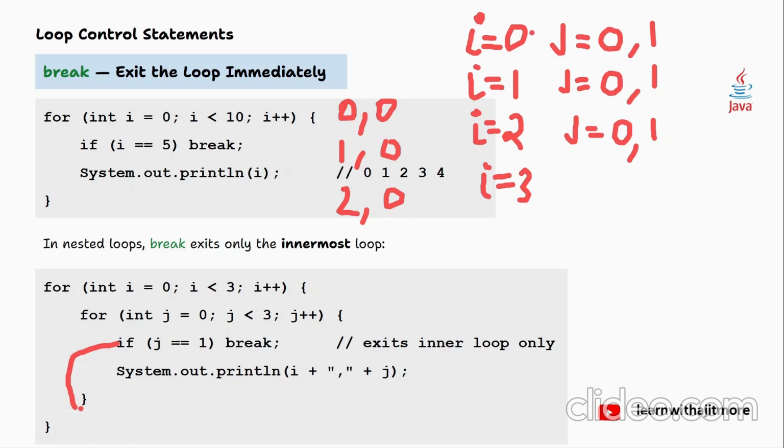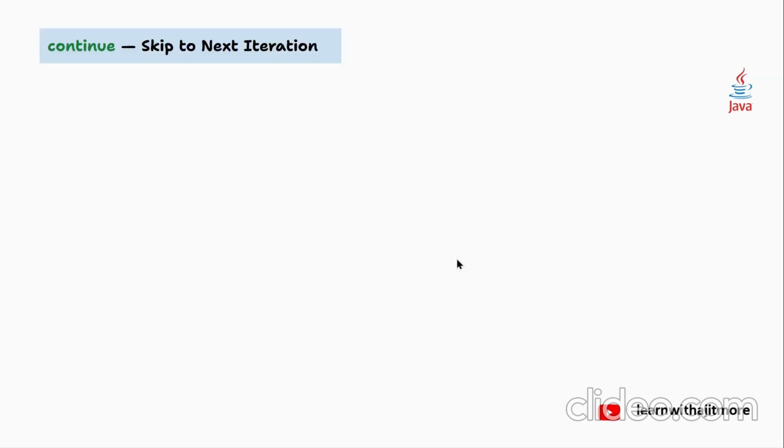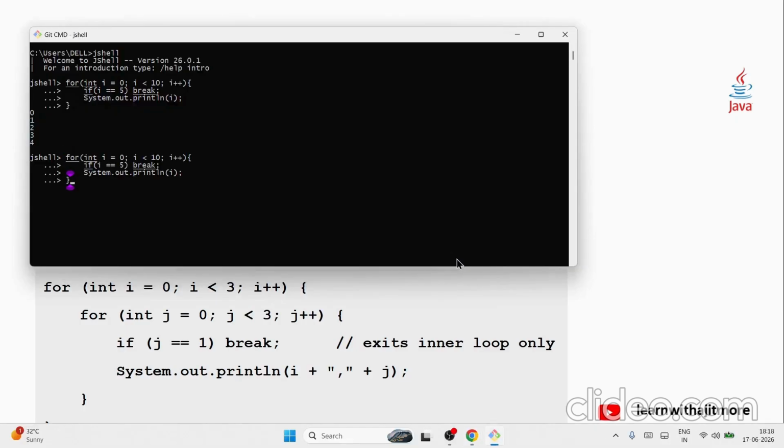So it has just printed 0, 0, 1, 0, and 2, 0. Why are the combinations with j equal to 1 and 2 not getting printed? Because whenever j becomes 1, the loop is terminated. I hope you got it. This concept is clear. You can check.